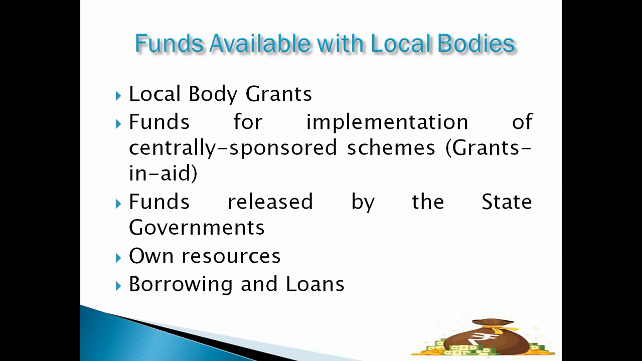For fulfillment of the tasks assigned to local bodies, most of the funding comes in the form of grants from the center as well as states. Apart from these grants, local bodies are also authorized by the state legislature to levy taxes, duties, fees, and raise their own resources as per Article 243H and 243X of the Constitution. So the main sources of funds for local bodies may be categorized as local body grants as recommended by the Central Finance Commission, funds for implementation of centrally sponsored schemes, funds released by the state governments on the recommendation of the State Finance Commissions, own resources, borrowing and loans. Other income for local bodies includes donation, property income, and sales of goods and services.